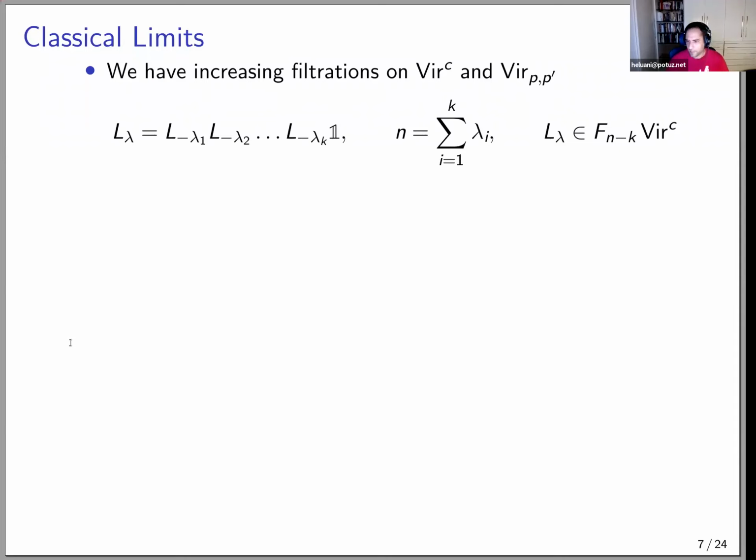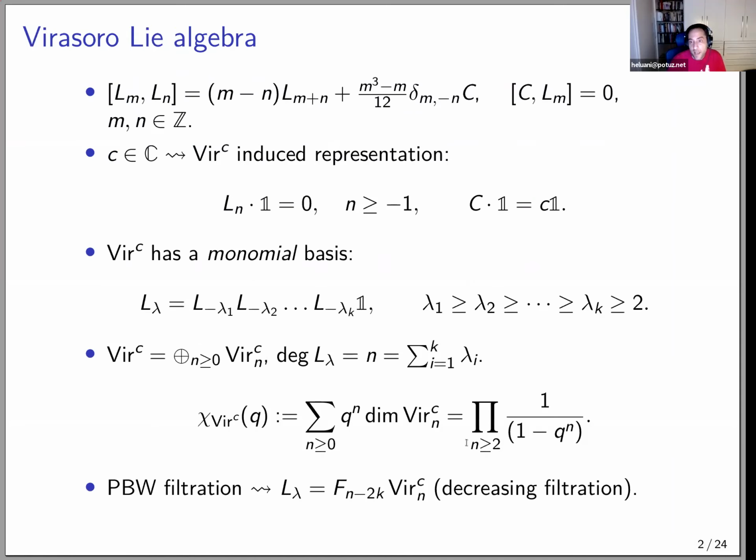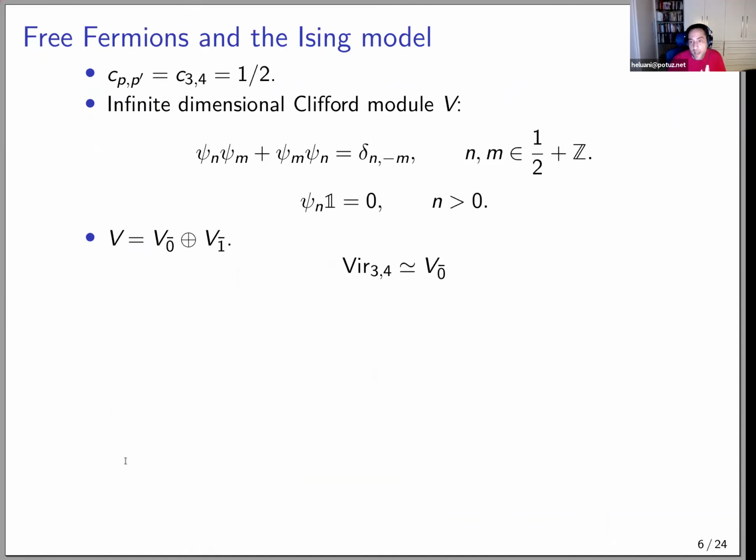Okay, so to continue, I need to tell you something about classical limits. I told you already that we have, oh shoot, I'm sorry about this. This should be decreasing. I will care about this decreasing filtration that I defined a couple of slides ago. And yes, again, this is n minus 2k. I rushed today, I guess. This is exactly this filtration that was before. This one is the right one. It's a decreasing filtration, and this vector here is in n minus 2k. Need to fix that.